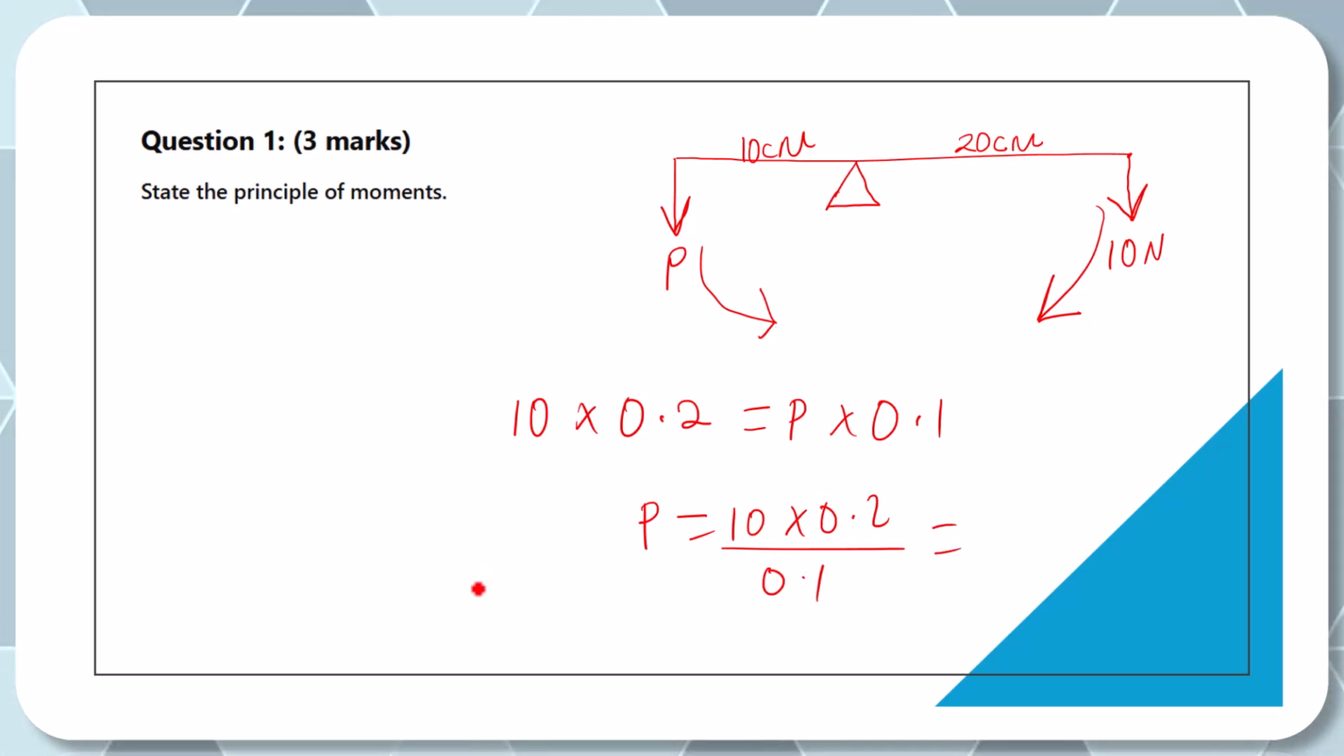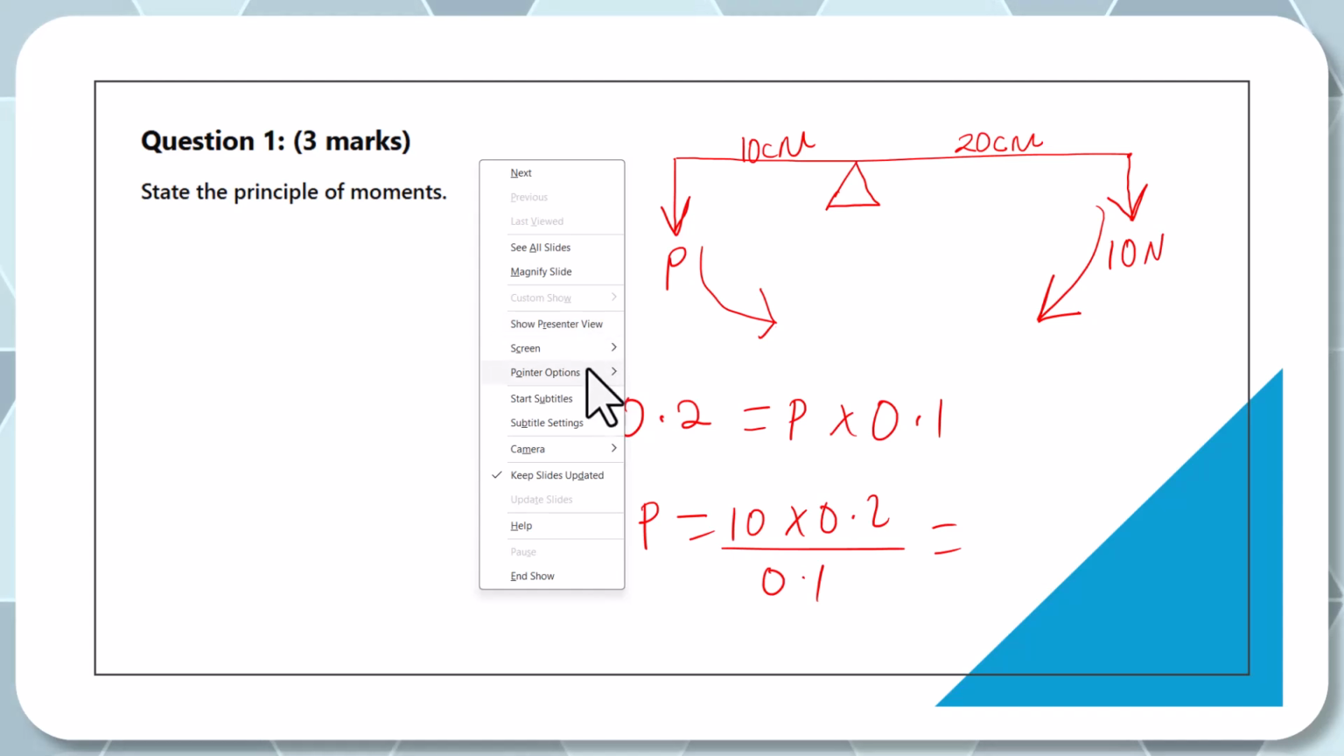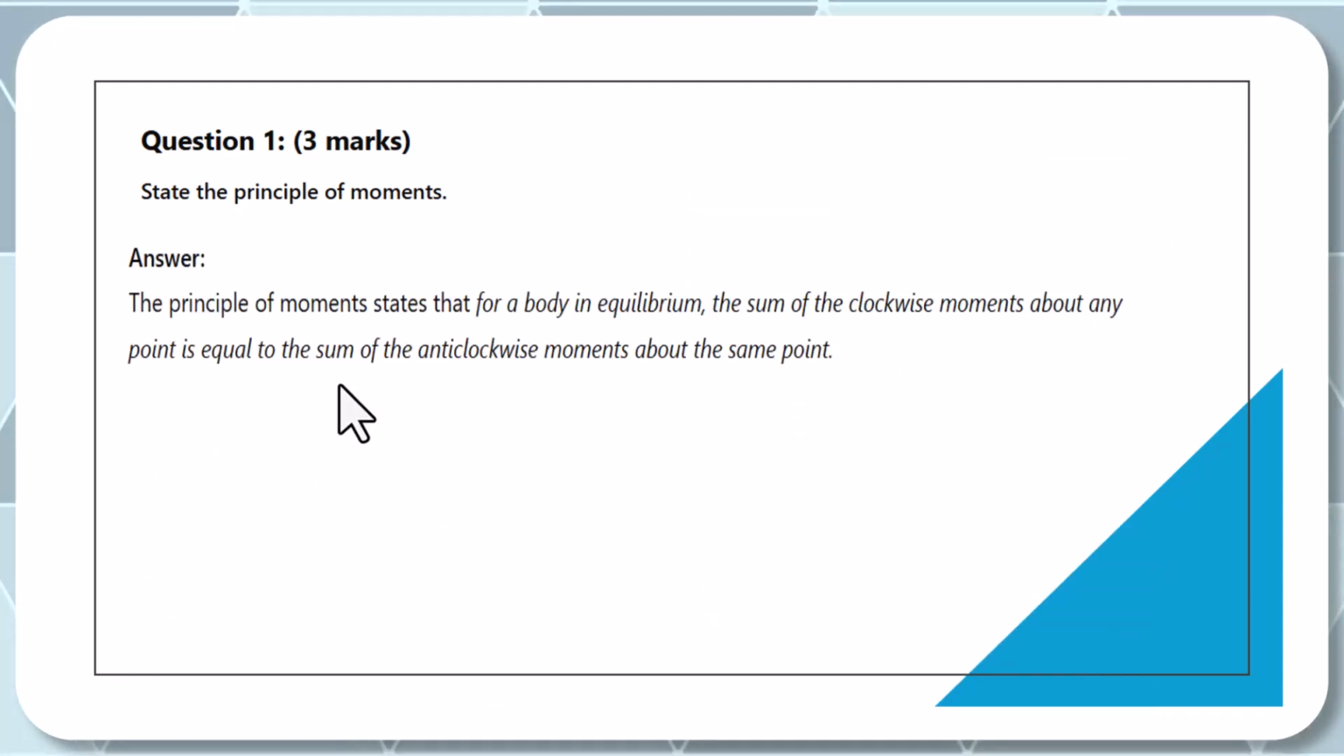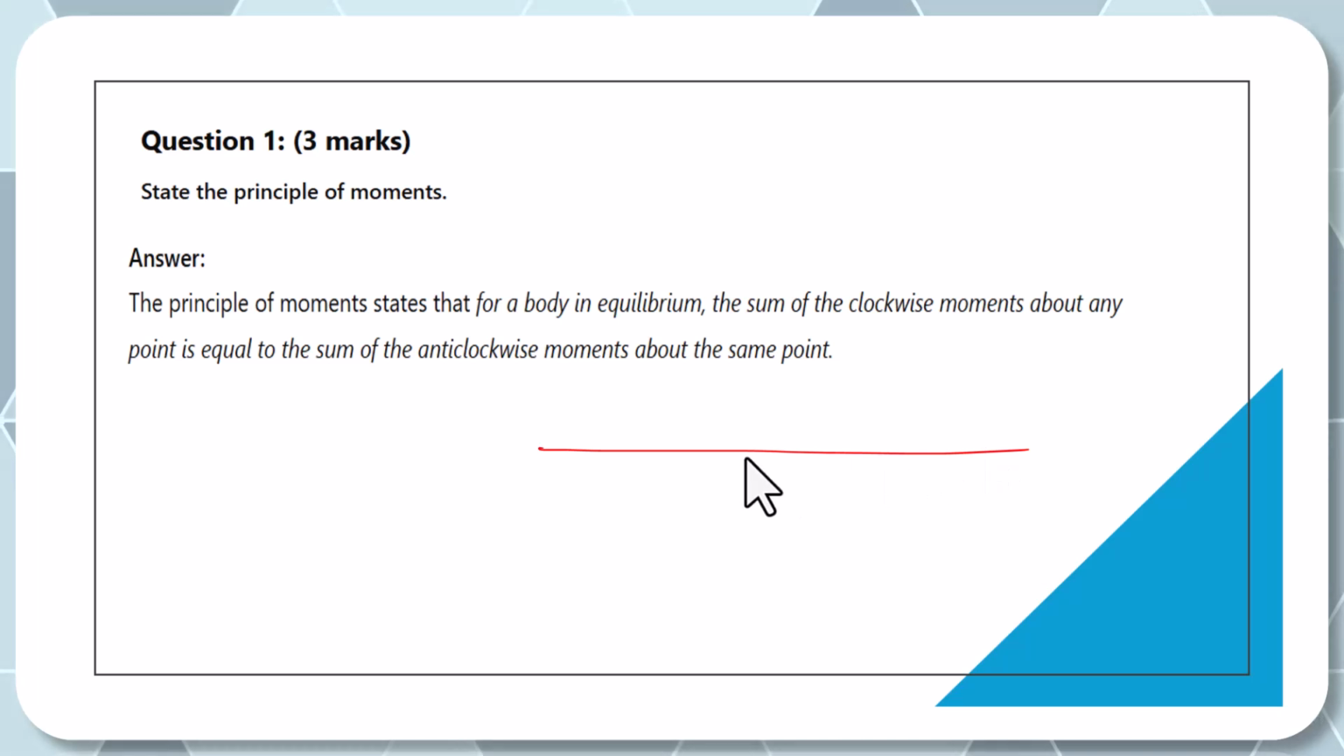So when you talk about the principle of moments, you must be able to define it with understanding. The principle of moments states that for a body in equilibrium, the sum of the clockwise moments about any point is equal to the sum of the anti-clockwise moments about the same point. That is the definition. Sometimes I could have one force here, another one on that side, and another one on this side.